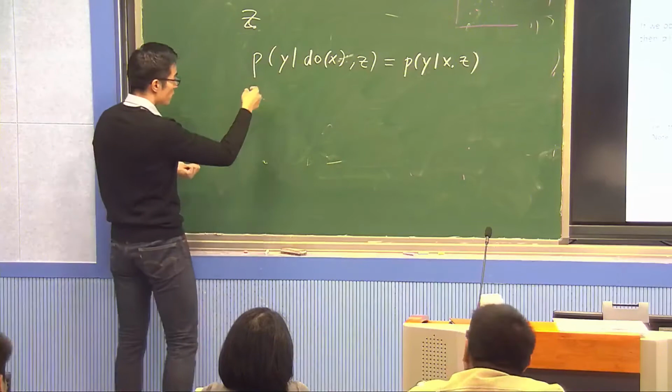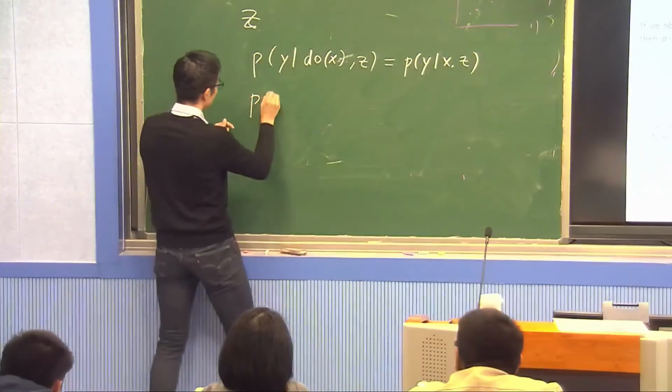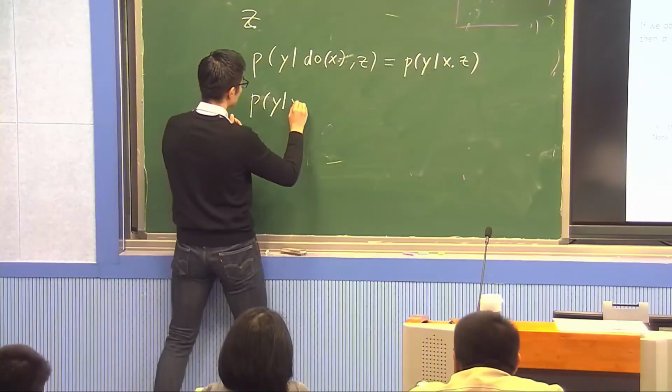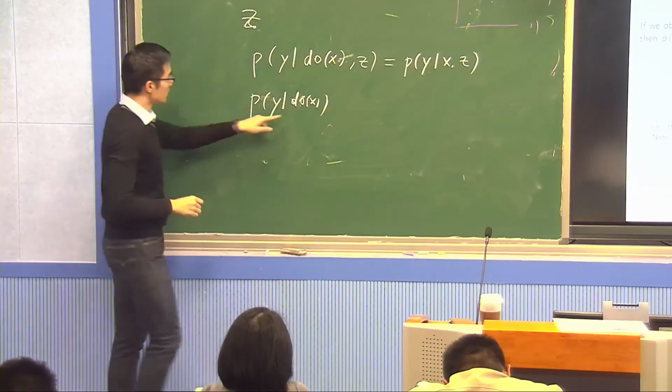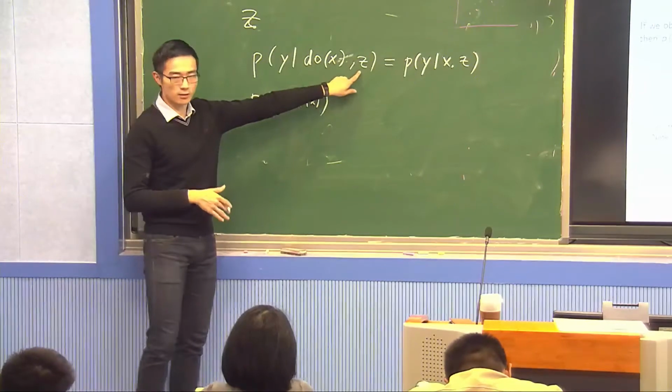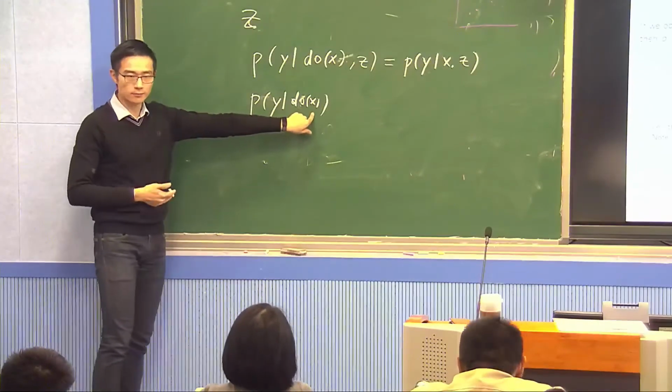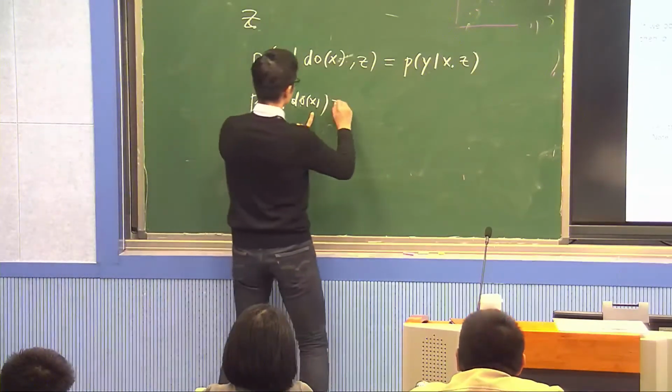That's the first result. The second result is, what about P(y given do x)? I don't want to have the conditioning on Z. I just want to have P(y given do x). What is it? Well, P(y given do x).